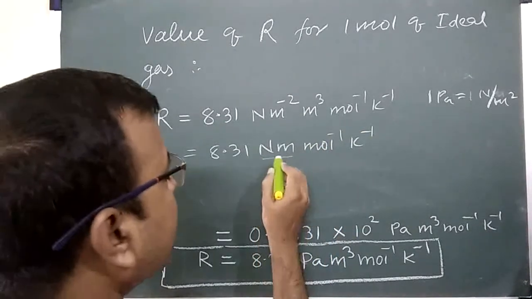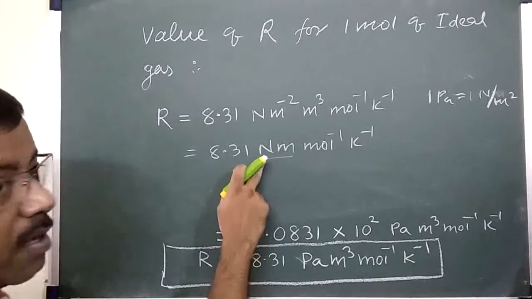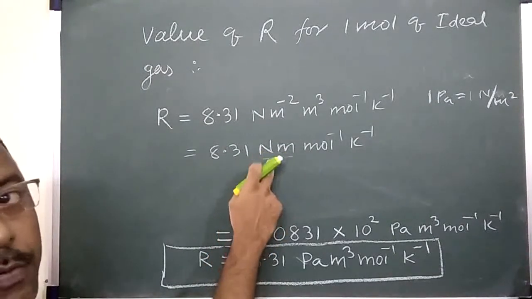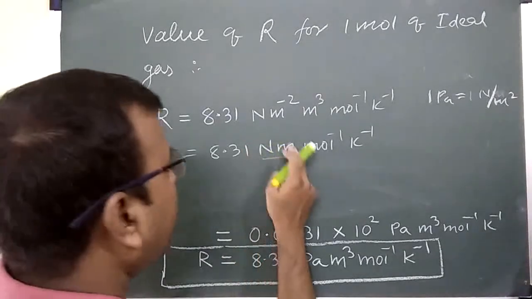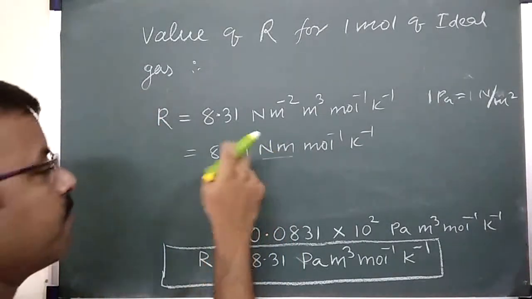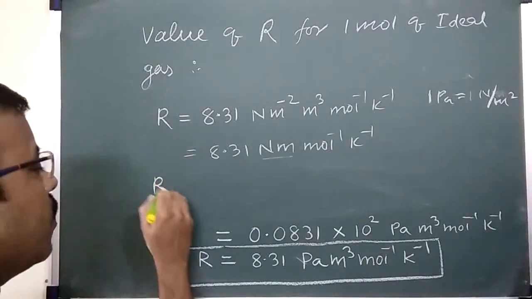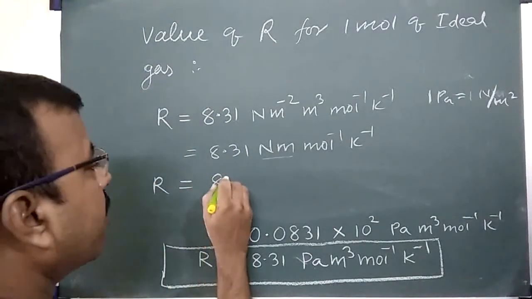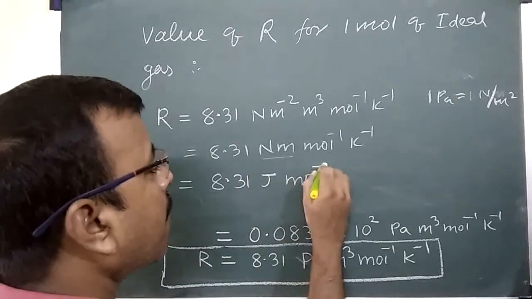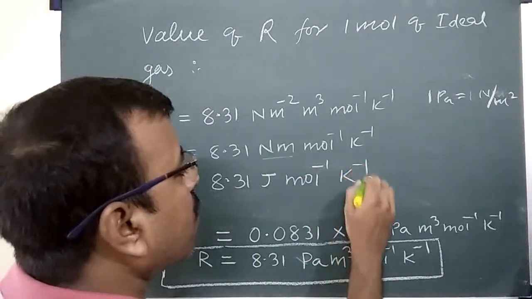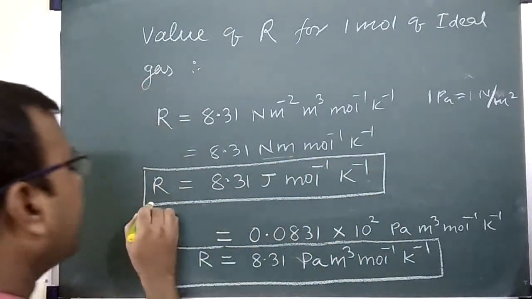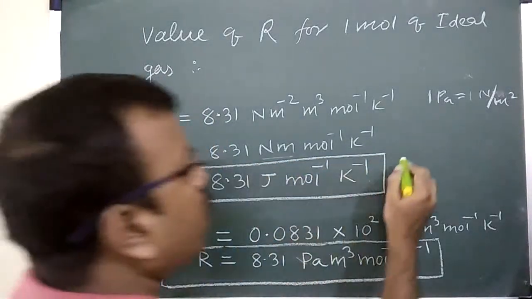Now you know that this is work, force into distance, force into displacement. So in place of that, we can use the unit of work, that is joule. So here R is equal to 8.31 joule per mole per Kelvin. Mainly this value is used in thermodynamics.